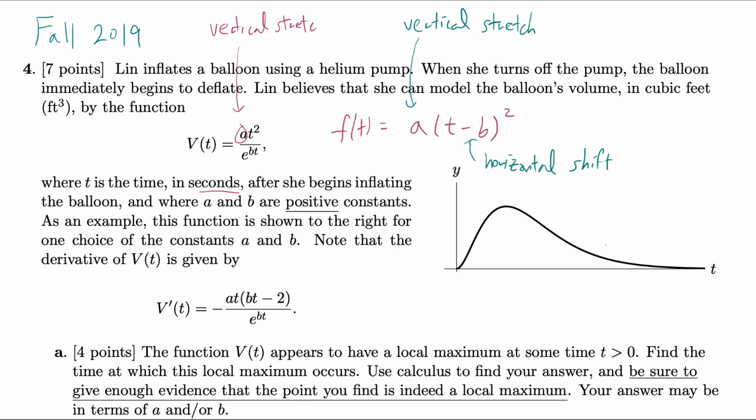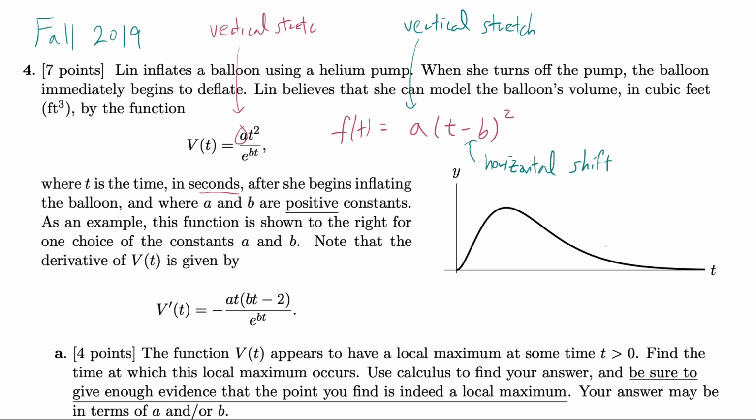But what does b do? This is a lot more mysterious, because if it's like t minus b, we know it's a horizontal shift, but it's e raised to bt. Well, what does that do? Well, this is not as obvious as what a is doing, but as we'll find out very soon in this problem, b really affects where this maximum point, where this peak is going to be. So as we change b, the location of this maximum is going to change.